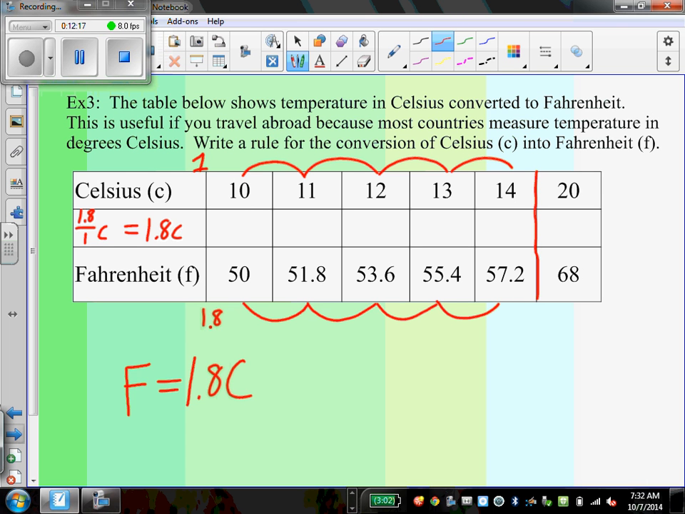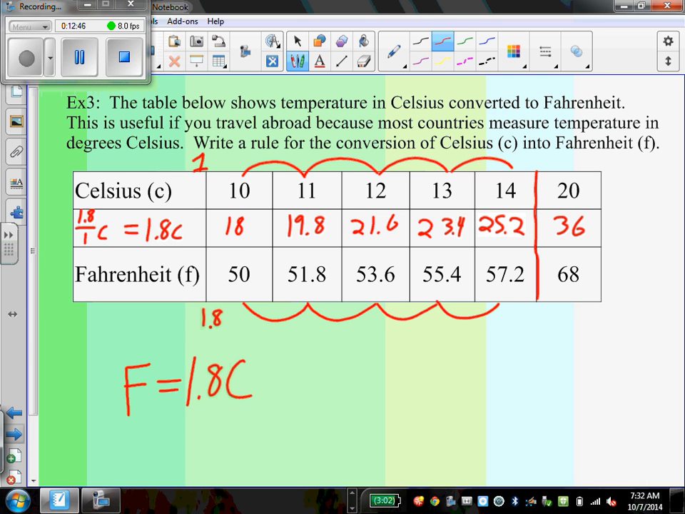From there, let's put down what the new Celsius temperatures are after multiplying by 1.8. We get 18. That's 10 times 1.8. 11 times 1.8 is 19.8. 12 times 1.8 is 21.6. Next up, 23.4. Next up, 25.2. And we can do this to the 20, too. It's just going to be a little bit of a jump. 20 times 1.8 does give us 36.